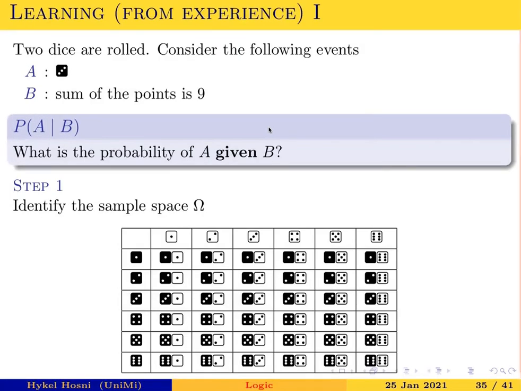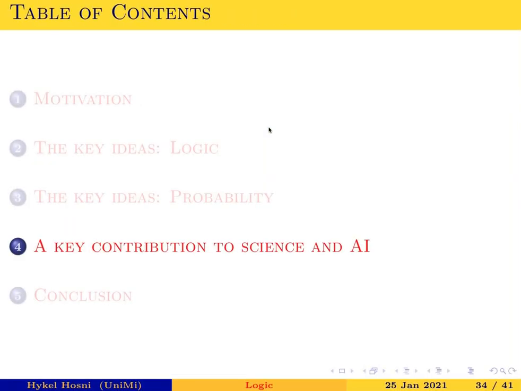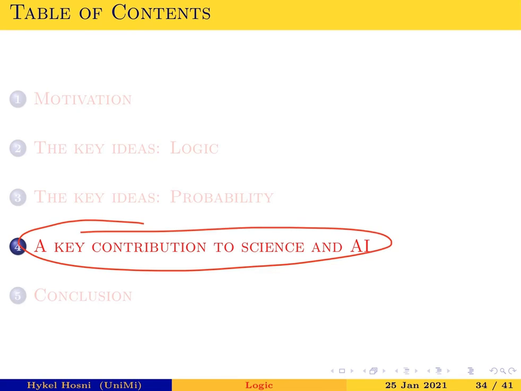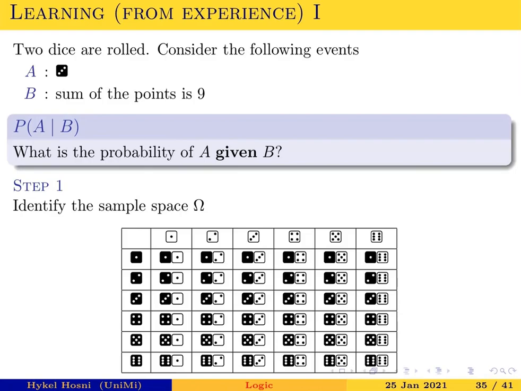Let me say one more thing. I'm sorry, I'm using more time than I planned to, but you, Fabio, can probably redistribute some material later on. So let me use this picture I gave you before to give you an intuition for what is really a key contribution to science and AI, and that is the notion of conditional probability.